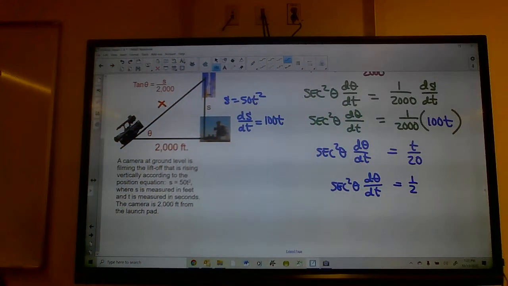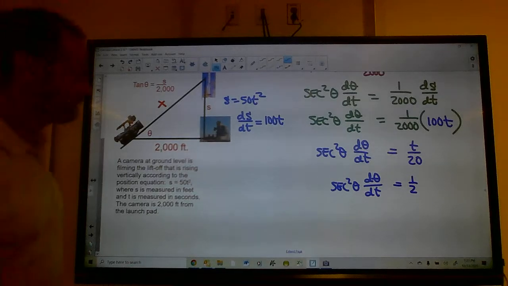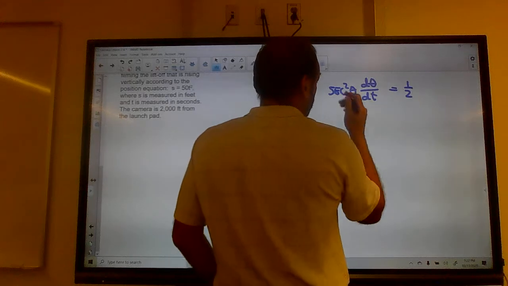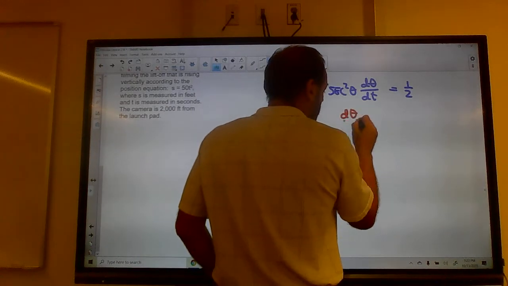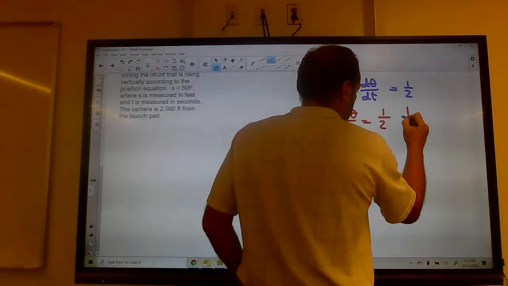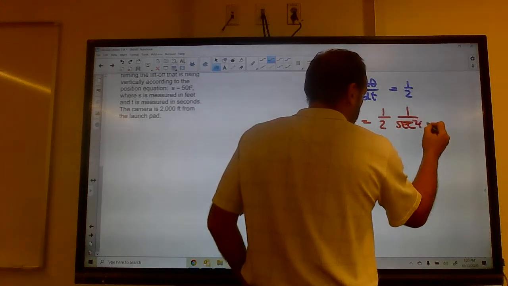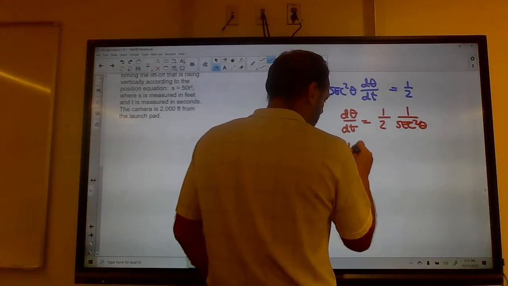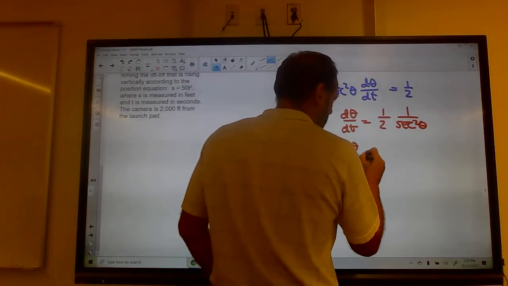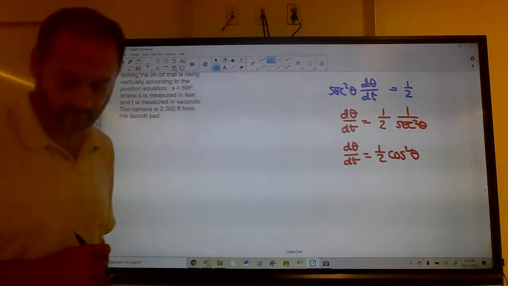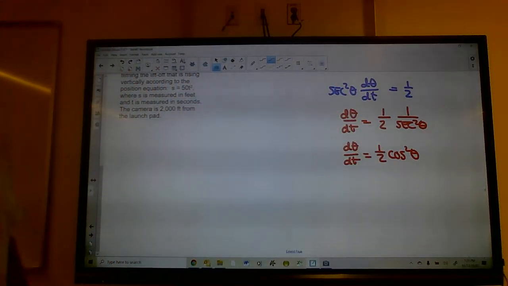Now I want to figure out what d theta dt is. So I'm going to divide both sides over here by secant squared theta. And so I get d theta dt is 1/2 times 1 over secant squared, which is just cosine squared. So d theta dt is 1/2 cosine squared theta.